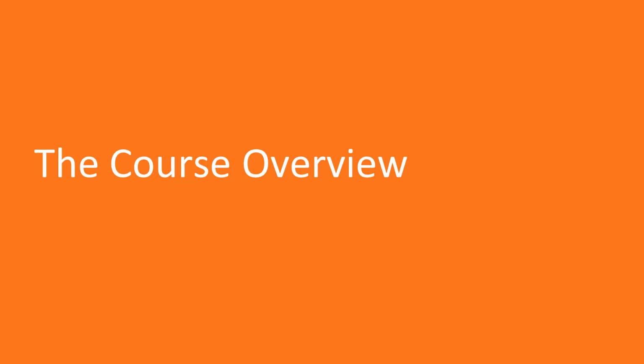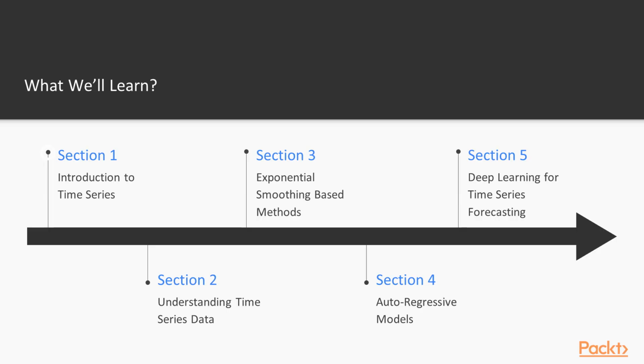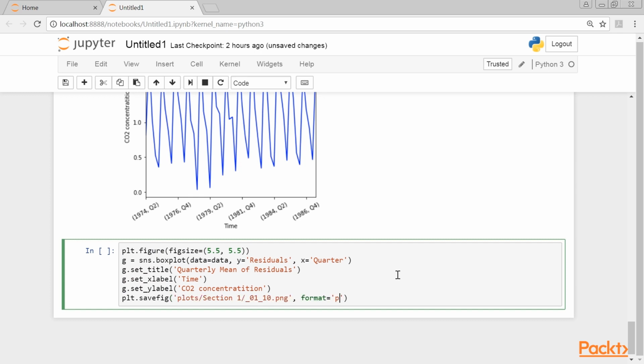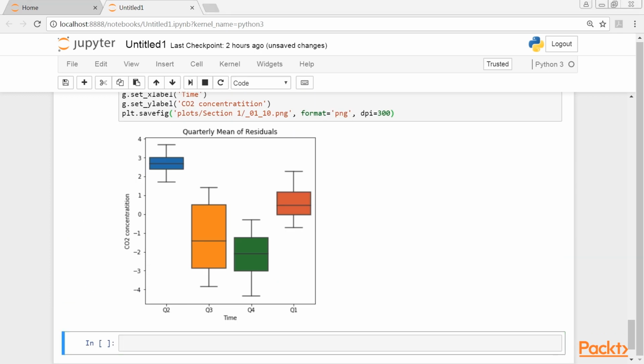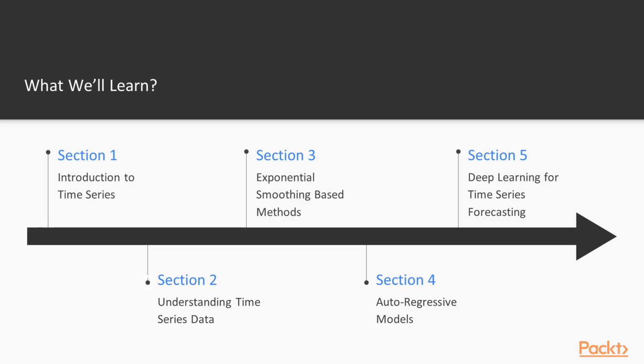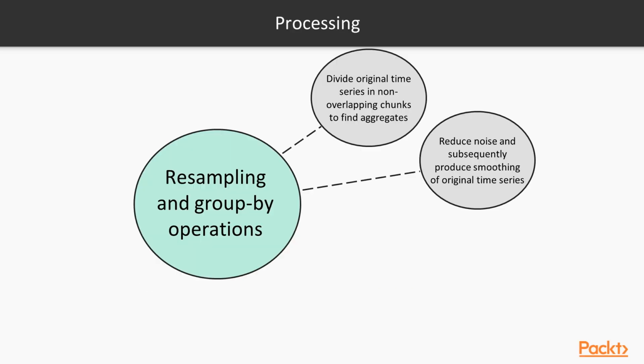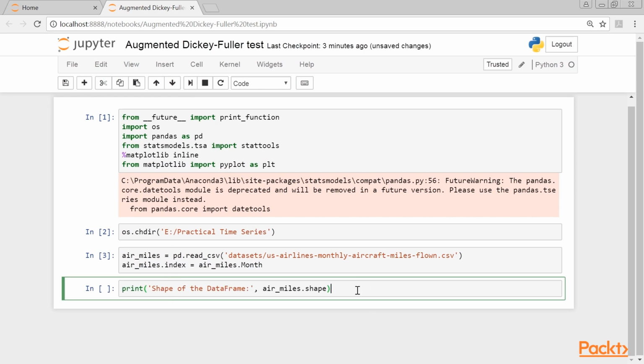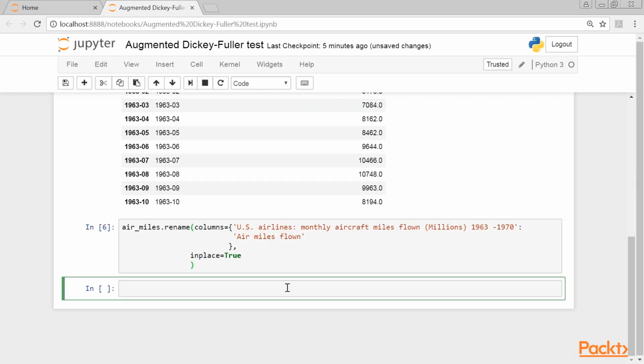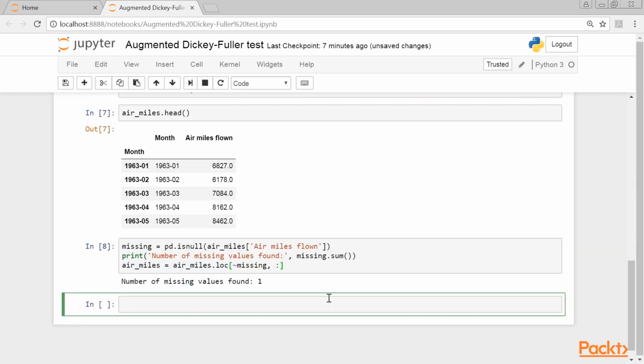Let's look at the overview of the course. The first section is an introduction to time series, and it covers the three different types of datasets: cross-section, time series and panel. After that, the section Understanding Time Series Data covers three topics: advanced pre-processing and visualization of time series data, and stationarity, and statistical hypothesis testing.